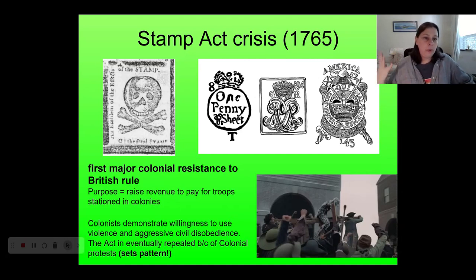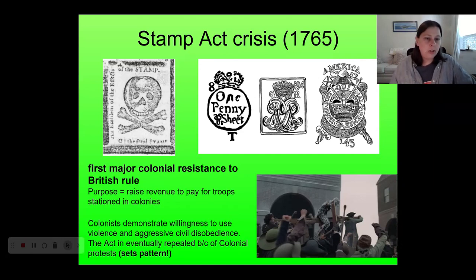Any sort of official paper, wills, governing documents, business contracts, dice, playing cards, right? And pretty much anything that they thought they could get away with was covered under the Stamp Act. It was very, very unpopular, especially in cities. You're in the rural farming area, maybe it's not that big of a deal to you.